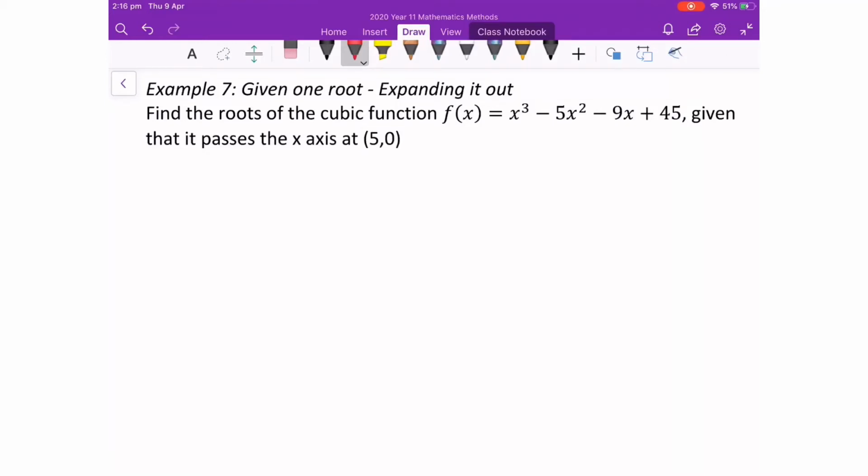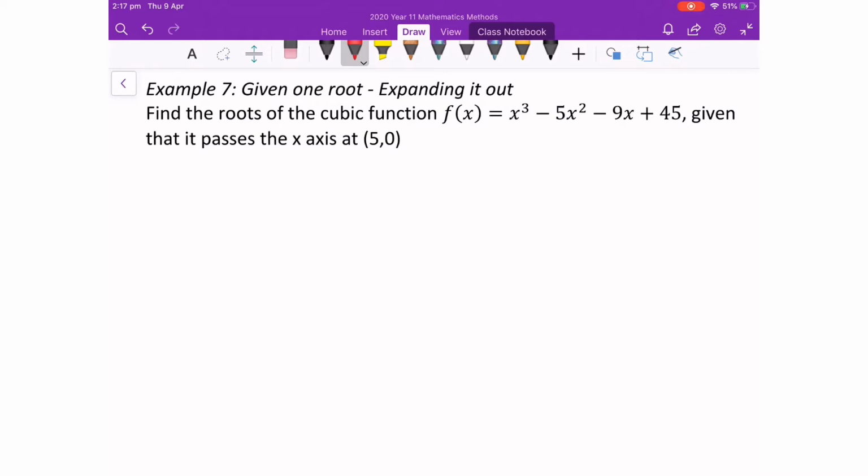Hi guys, so here's another video, still doing cubic functions, we're still here, that's okay. What I'm going to do is go through an example where you're only given one root. I've gone through an example where most of it's expanded or factorized already and you need to find just one value. We've also gone through an example where you're given two roots. Now in this example, you're given one root.